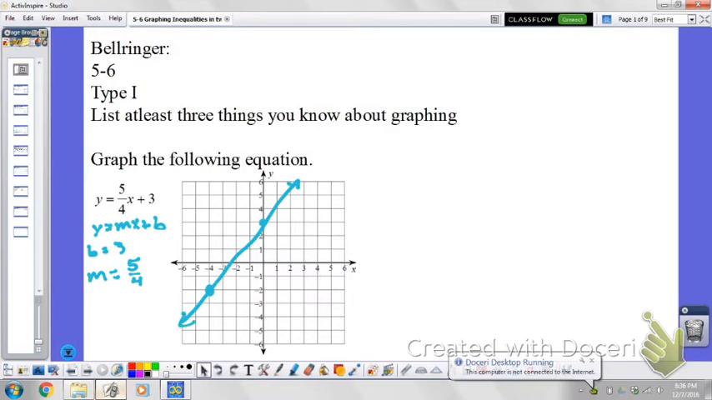Now, this lesson has a lot of graphing in it, so it's important to remember how to graph something in y equals mx plus b form. So we first start with our y-intercept, and then move along with our slope, our rise over our run.